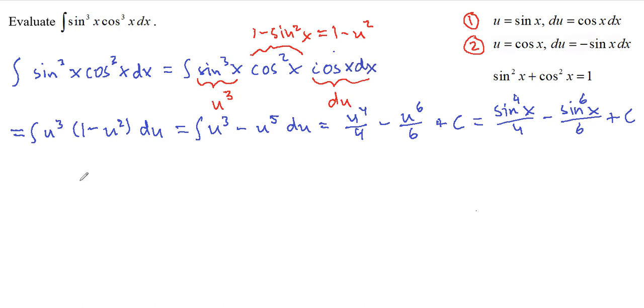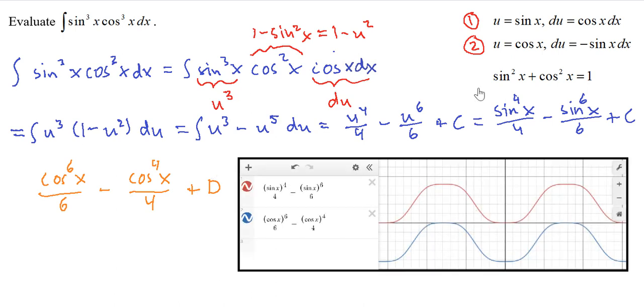Now, if we would have used the second substitution, our answer to this integral would have been cosine of x to the power of 6 over 6 minus cosine of x to the power of 4 all over 4 plus some constant, and since we used c already, let us use capital D. Now, graphing both of these solutions with Desmos, we see that these two functions only differ by a constant. You could also show this algebraically, but I leave that up to you.